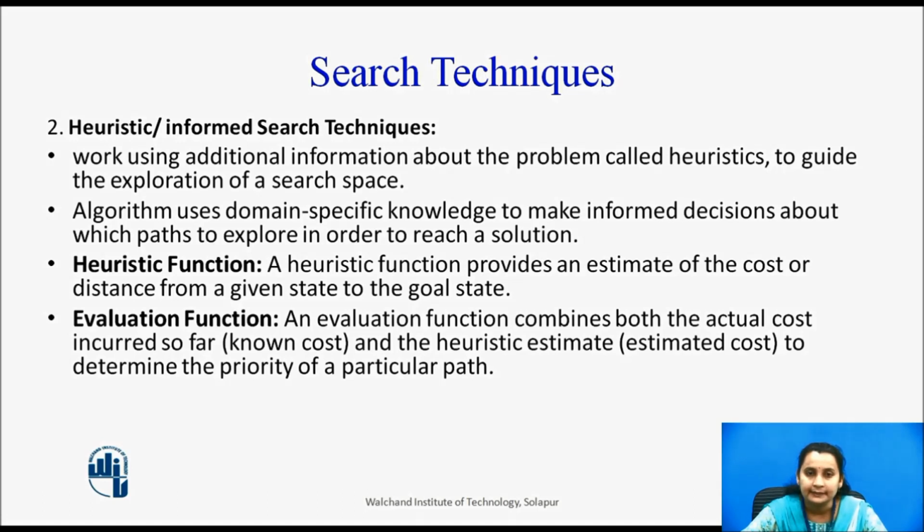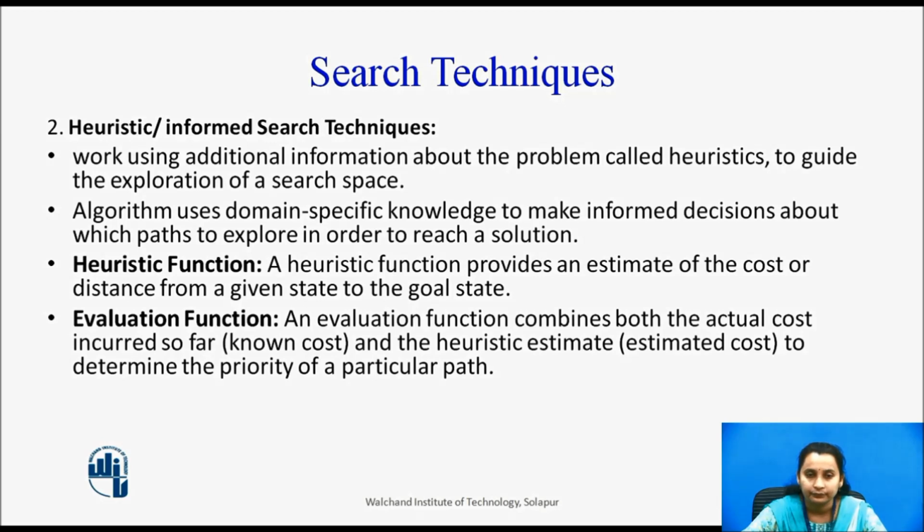So the heuristic function gives us, from a particular state to the goal state, the estimated cost we require. Suppose from the source node to node n, and from the nth node to the goal node, what is the cost from the nth node to the goal node? That gives us the heuristic function, for a given state to the goal state.